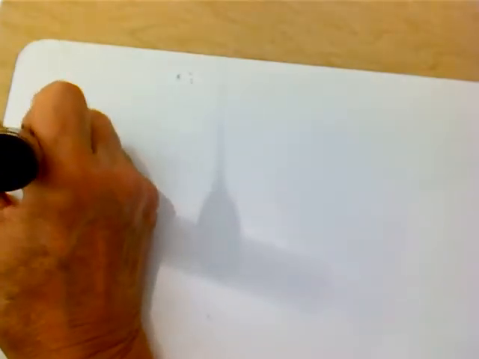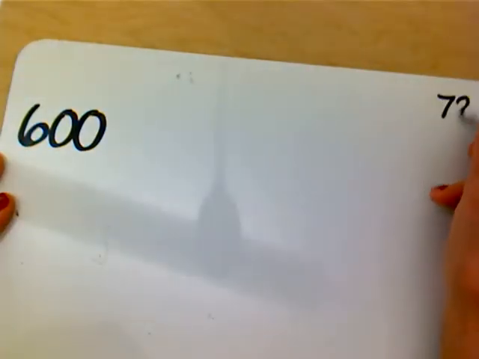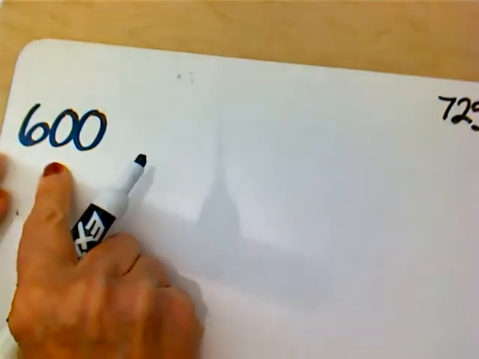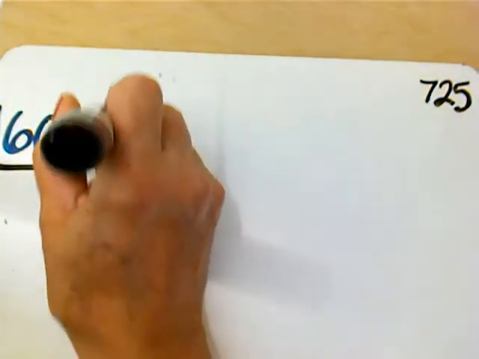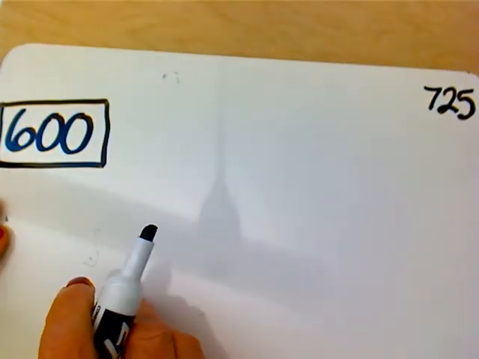This time you're going to start at 600, and you are going to go all the way up to 725. So from 600 to 725, and you're starting at 600. Stop the video.